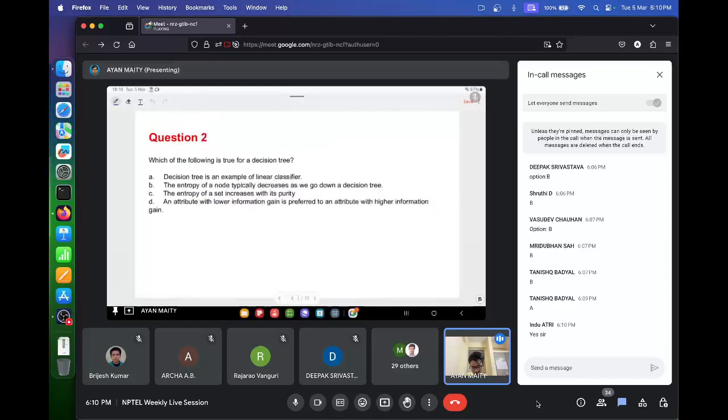Which of the following is true for a decision tree? There are four options. Decision tree is an example of a linear classifier. The entropy of a node typically decreases as we go down a decision tree. The entropy of a set increases with its purity. An attribute with lower information gain is preferred to an attribute with higher information gain.